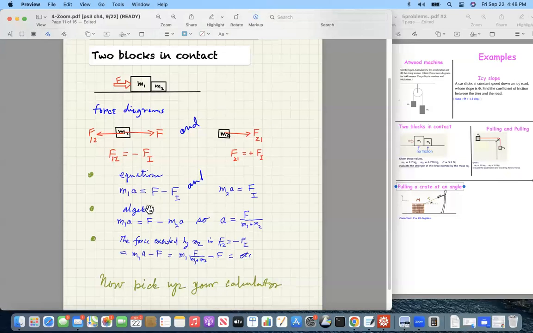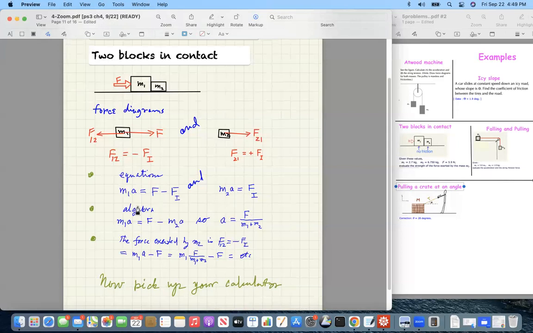Let's suppose your goal is to calculate the acceleration. Well, you can't use this equation to determine the acceleration because you don't know what Fi is. And you can't use this equation to determine the acceleration because you don't know what Fi is. You have two equations with two unknowns. The two unknowns are A and Fi. So you've solved problems like this in your algebra classes, two equations with two unknowns.